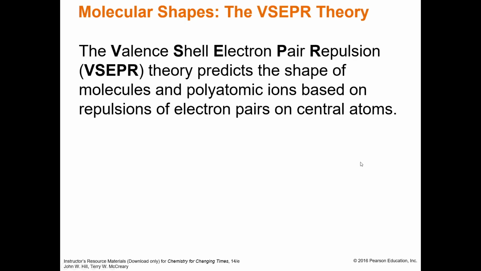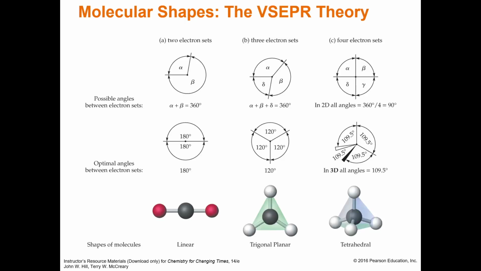So now, once you come back, hopefully you know how to do a Lewis structure and you understand what they look like. The valence shell electron pair repulsion theory, which is VSEPR theory, is going to be what you use to predict the shape of molecules and polyatomic ions based on the repulsions of electron pairs on central atoms. It's actually much simpler than you'd think.